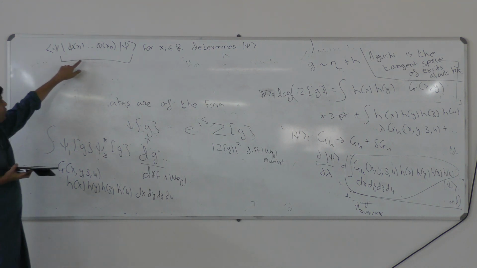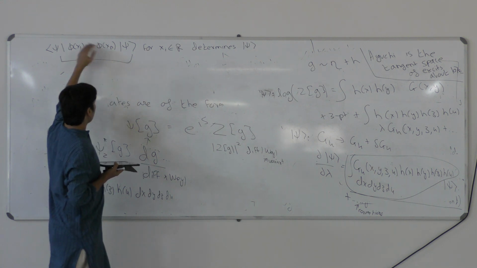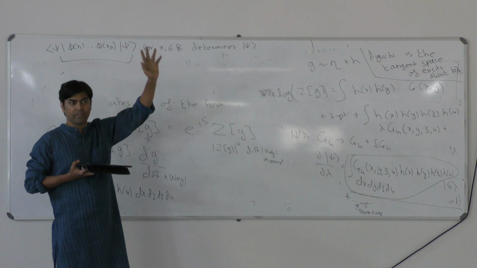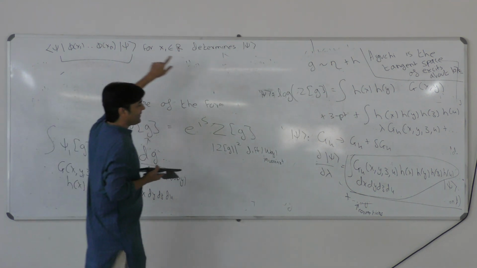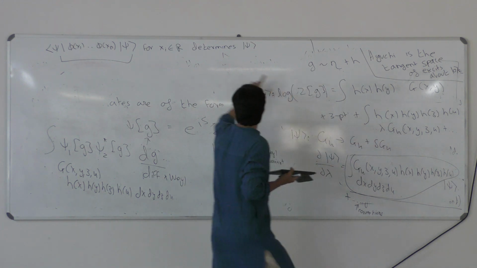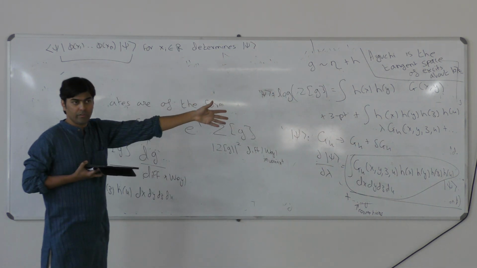If I'm given these correlators for all x_i in the region R, and for all n, you have to give me the all-point correlators. I'm not saying 2-point correlators fix everything. It's clear that this is enough to fix all of these coefficient functions. Because if you give me these correlators for all n, that's enough to fix all of these correlation functions.